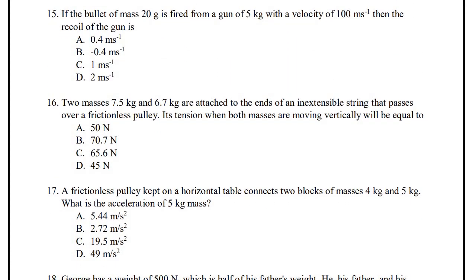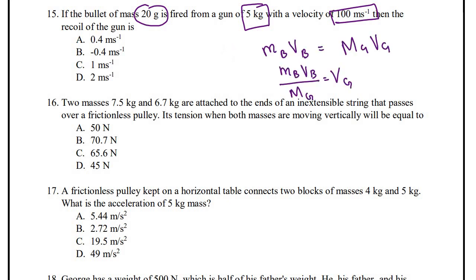If a bullet of mass 20 gram is fired from a gun of 5 kilogram with a velocity of 10 meter per second, then what is the recoil of the gun? So the recoil of the gun will be equal to momentum of the gun divided by the mass of the gun. So this is the formula for the recoil of the gun. That recoil of the gun is equal to momentum of the bullet divided by mass of the gun.